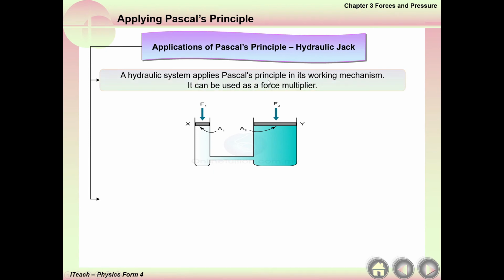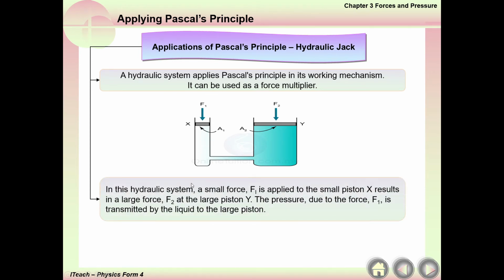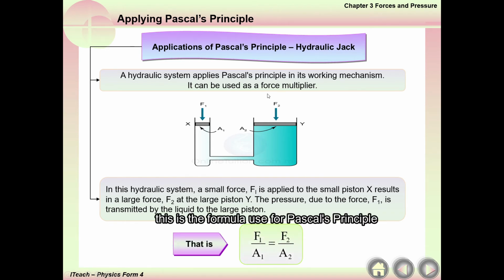Okay, application of Pascal's principle like the hydraulic jack. A hydraulic system applies Pascal's principle as its working mechanism. It can be used as a force multiplier. In this hydraulic system, a small force F1 applied to the small piston X results in a large force F2 at the large piston Y. The pressure due to the force F1 is transmitted by the liquid to the larger piston. Okay, this is the formula for Pascal's principle.